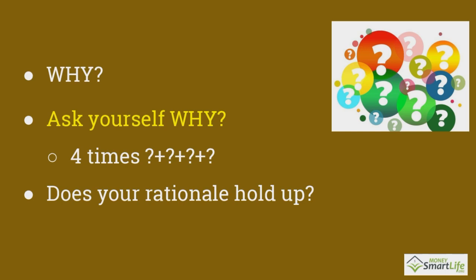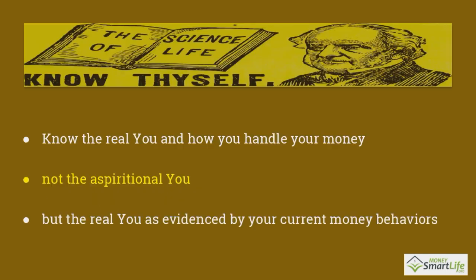ask yourself why you want to access your home equity. And I believe you need to ask yourself why 4 times. When you ask yourself why the first time, you'll come up with an answer or a rationalization. Ask yourself why again. Once again, you'll come up with an answer or a rationalization, and continue to do that 4 times. A lot of times that 4th time will get you to the root cause of why you really want the money. And then once you do that, just be honest with yourself and see, does the rationale hold up?